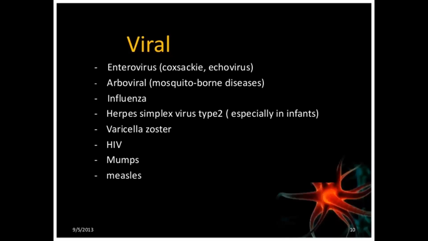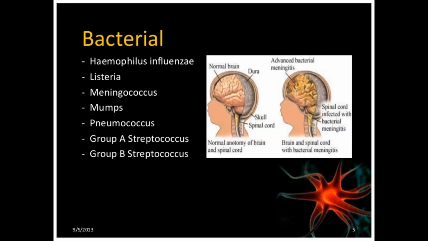Next, as I have told, the etiologies of meningitis are bacteria, viruses, protozoa and fungi. These are the main causes. Among the viruses, it may be enterovirus, arboviral virus, influenza virus, herpes simplex virus, varicella zoster, HIV, mumps, and measles. These are the viruses with a greater chance of causing viral meningitis.